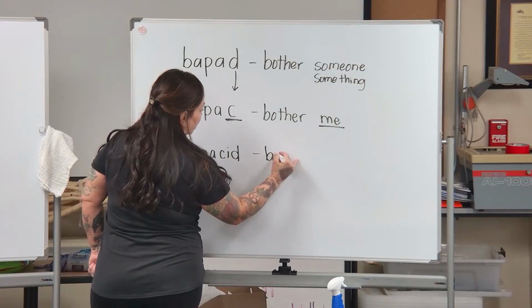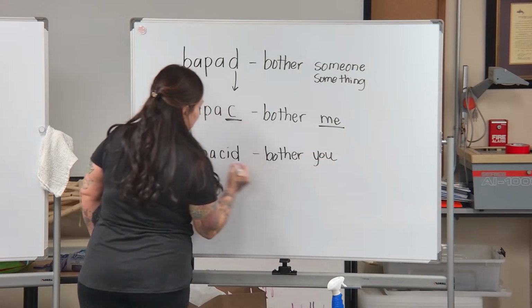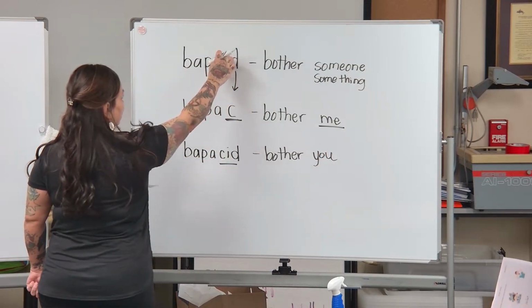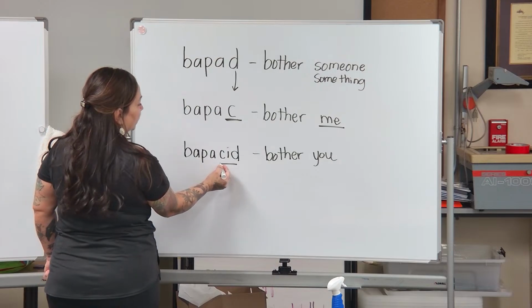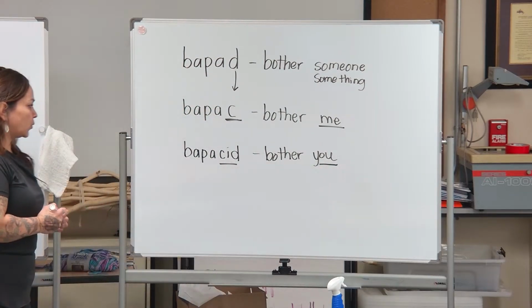And then for bother you, that transitive D is going to get replaced with a seed, which represents you.